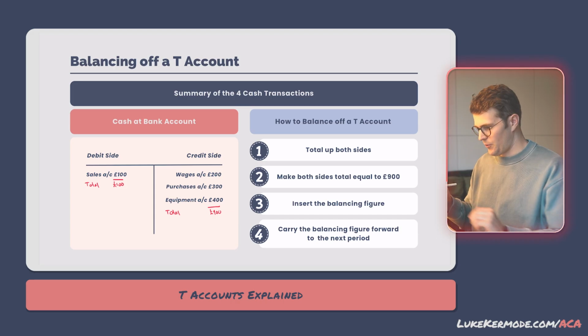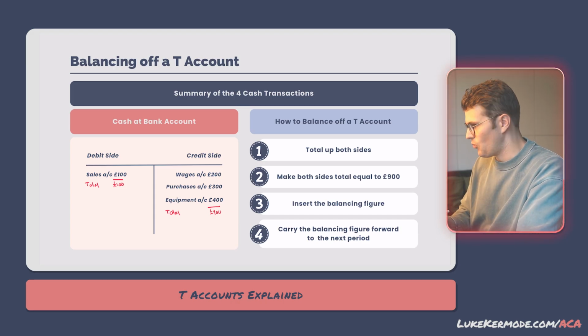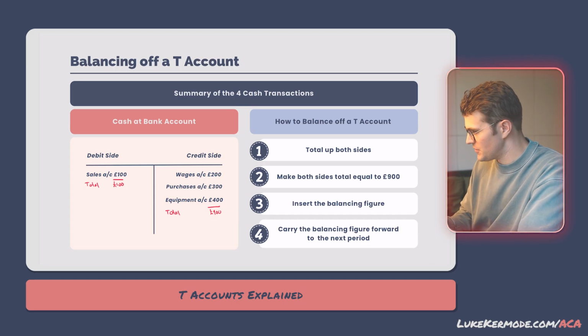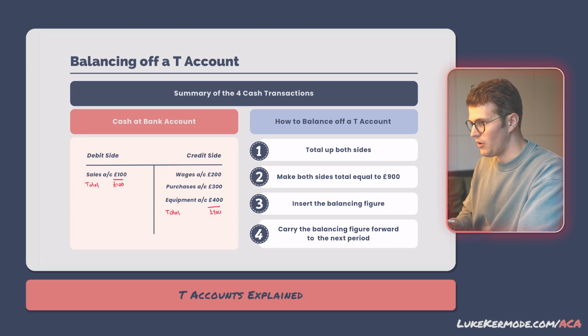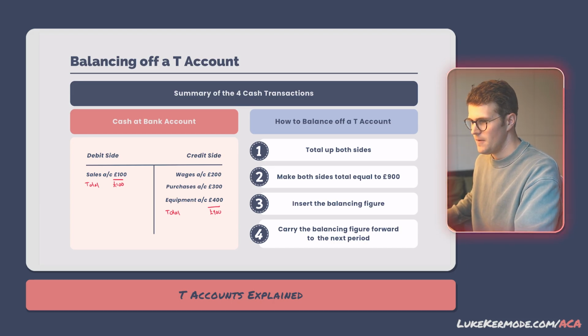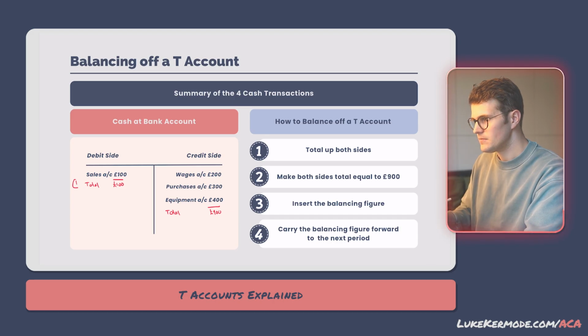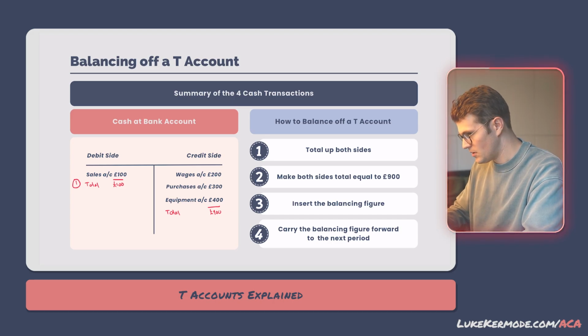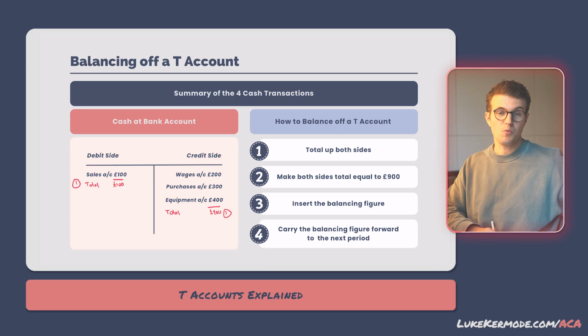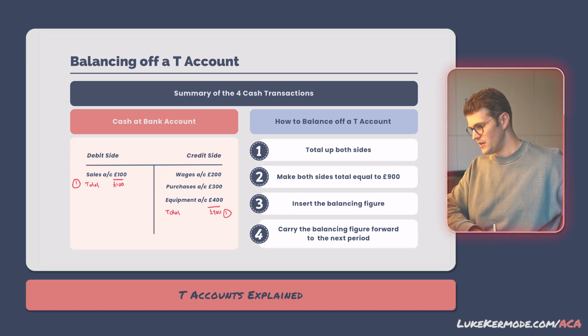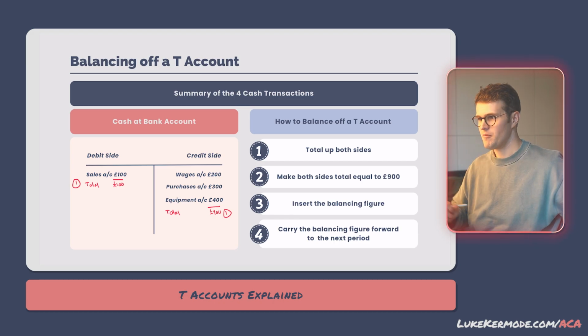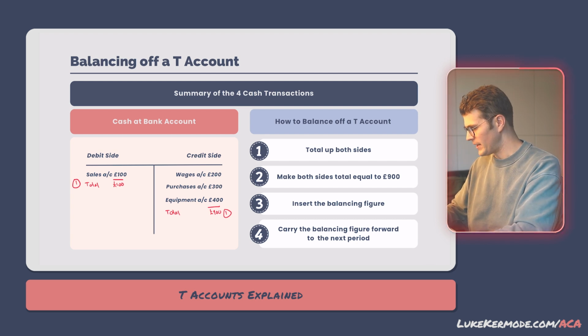So to complete the account, we need to add up both sides and make them equal by inserting a balancing figure. To do this, we follow a 4-step process. So step 1, we need to total up both sides. That's what we've done. So the debit side shows £100 from the sale, whereas the credit side shows a £900 total from the 3 payments that have been made. That's step 1 complete.